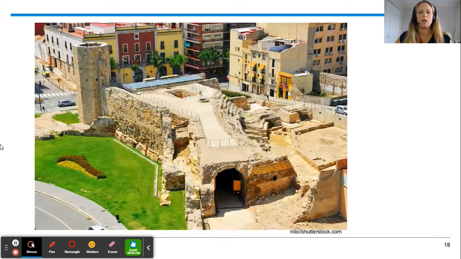One more example of sequent occupance. So these are Roman ruins right in front of these more modern townhomes in Spain. So this is a great example of Roman ruins outside of Italy, where you're seeing the evidence that both of these groups have been on this land and making this new cultural landscape.